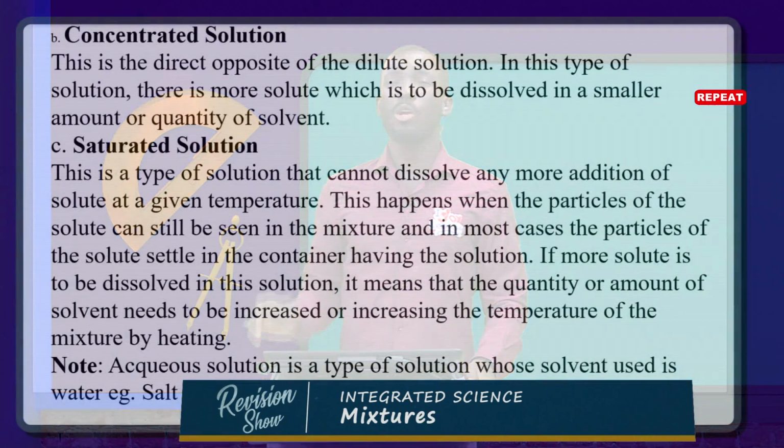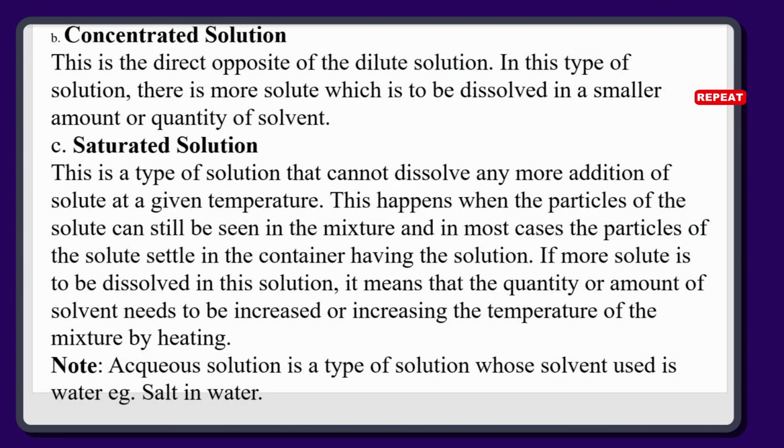Then we have what is called a concentrated solution. This is just the opposite of the first one we discussed, that is a dilute solution. In this content, what happens is that there is more solute, which is to be dissolved in a smaller amount or quantity of solvent. So when you check them up, you have so much solute in a smaller quantity of solvent. So when you taste it, you can actually tell that it is salty or it is sugary.